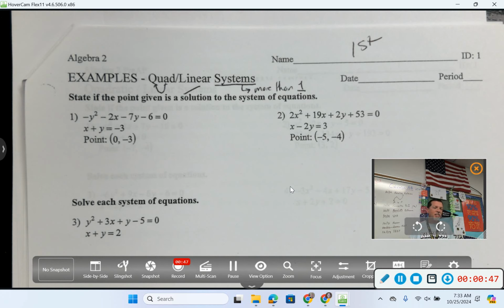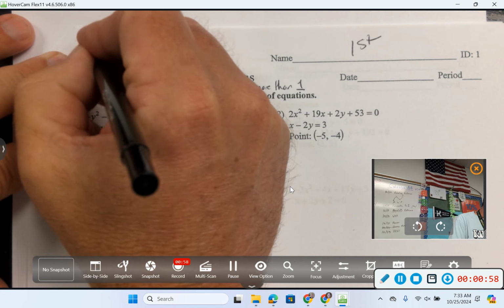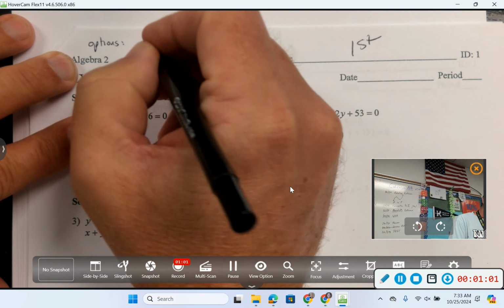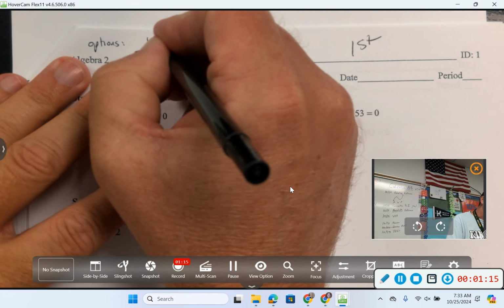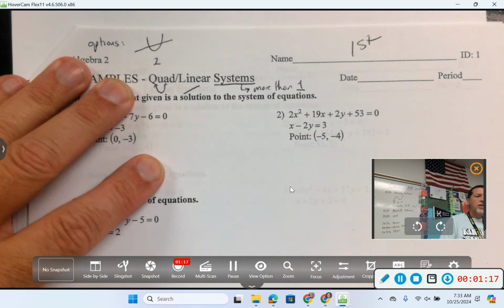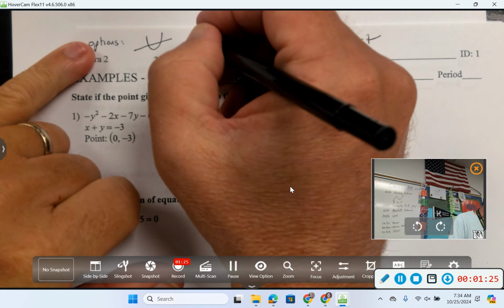So before we start this, though, let's think about the possibilities that could happen if we're looking for the intersection of a parabola and a line. When I mean options or possibilities, like how many times might a line intersect that parabola? Okay, might be twice. So you might have two answers. But are there other possibilities? How would it intersect once?